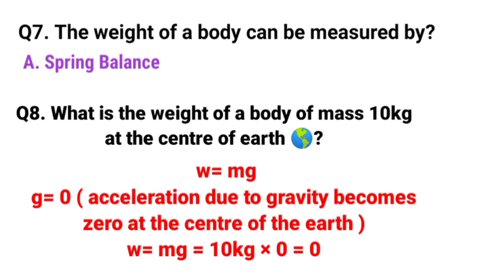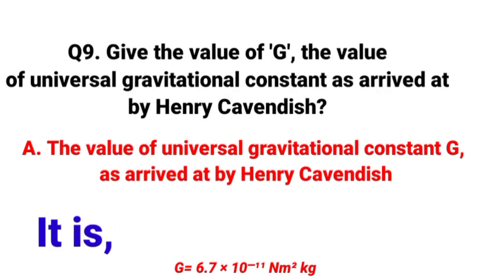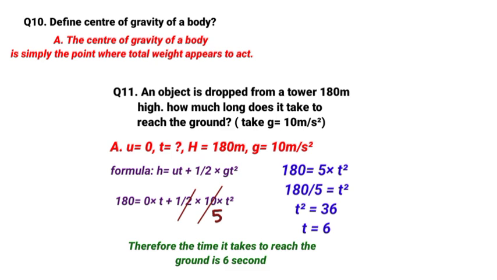Here the weight is 0. Give the value of capital G, the universal gravitational constant, as arrived at by Henry Cavendish. The value of the universal gravitational constant G as arrived at by Henry Cavendish is G equals 6.7 into 10 to the power of minus 11 Newton meter square per kg square. Define center of gravity of a body. The center of gravity of a body is simply the point where the total weight appears to act. So till here, are you able to understand? Alright, let's move to the next question.